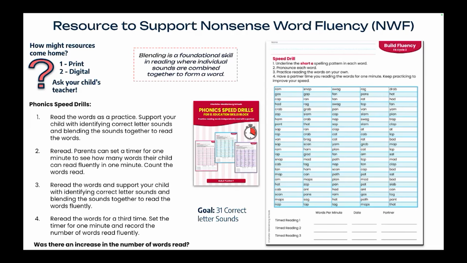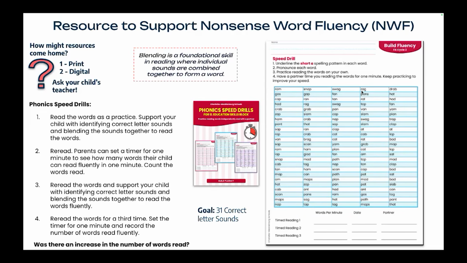Once they've read through that and you've read through that with them, then you can set a timer for 1 minute to see how many words your child can read fluently, and then count the number of words read. Reread the words and support your child with identifying correct letter sounds and blending the sounds together to read the words fluently. Then you can go back and reread the words for a third time. Set the timer for 1 minute and record the number of words read fluently. You can have them set a goal, and they can compete against themselves. The hope is that each time they practice and read, it's going to get quicker, faster.